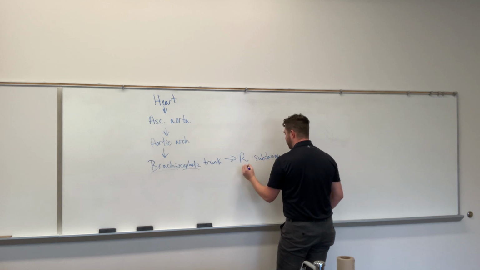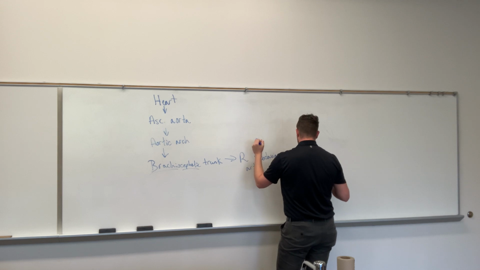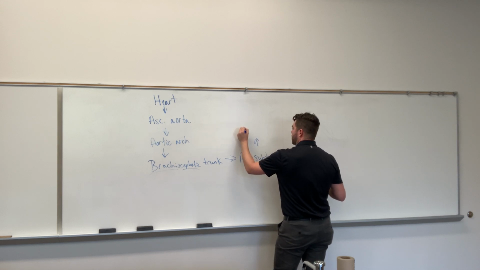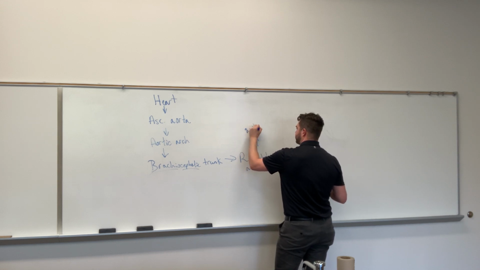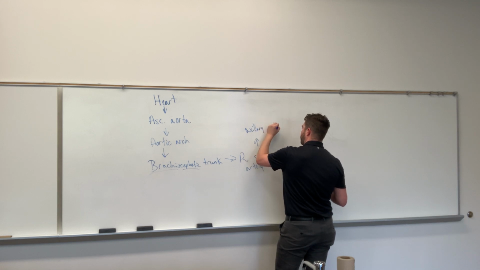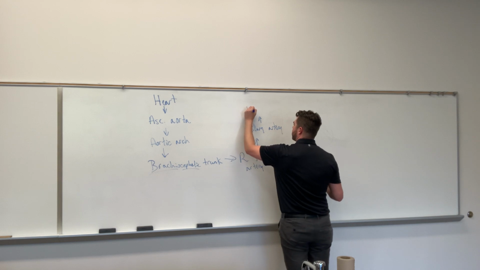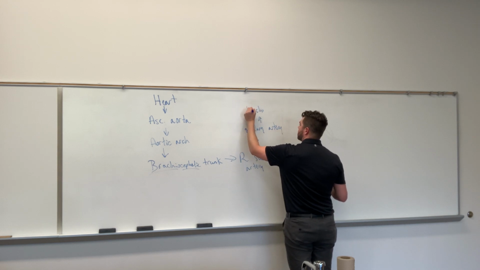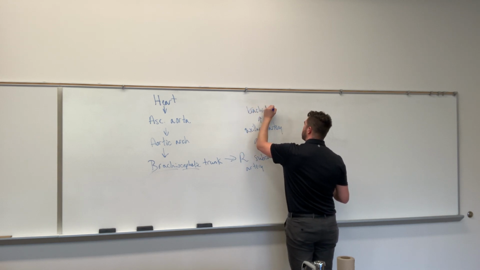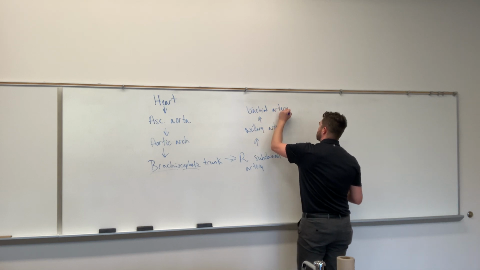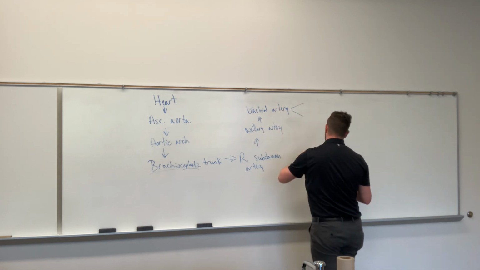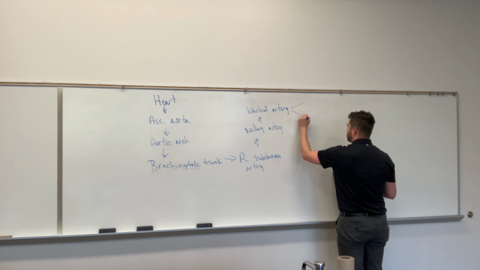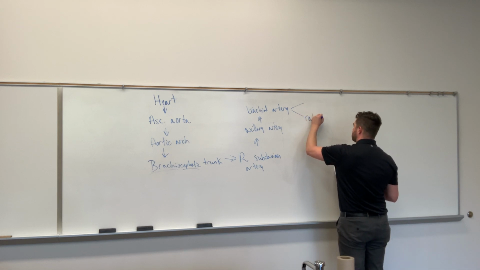We're going away from the heart, so it's an artery. After the right subclavian artery, we're going to go through the axillary artery. From the axillary artery, it will go to the brachial artery. And in the brachial artery, it will split into the radial and ulnar arteries.